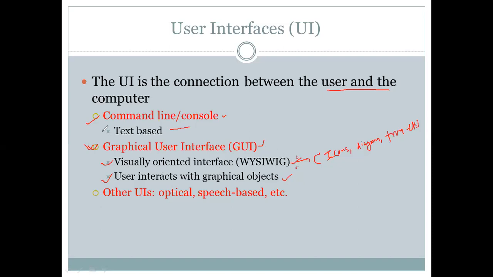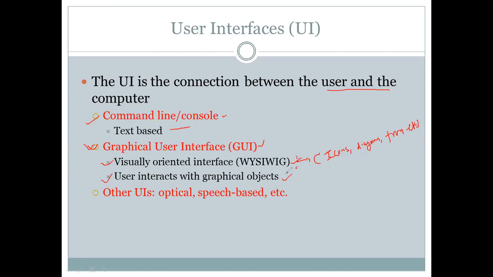So this question may be asked: what do you mean by user interface, and what are the different methods available for user interface? If they ask such a question, I will answer that the different methods available as a user interface are command line interface or console interface, then graphical user interface. Again, in the case of graphical, there are two different types. One is visually oriented interface.